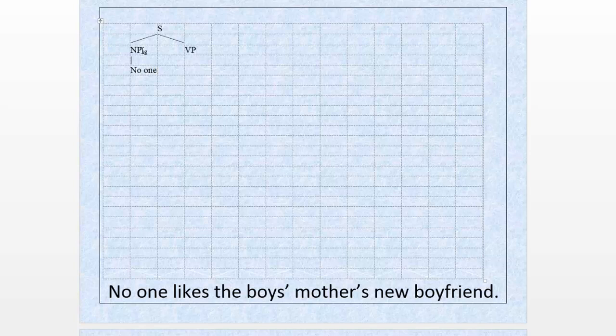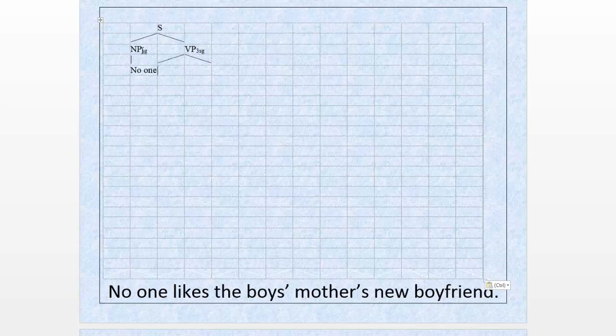All right, what about our predicate? Let's see, no one likes the boy's mother's new boyfriend. All right, so this one is going to be third person singular because we have the verb likes here, which has got that S on it, so that's third person singular. Ultimately we're going to have the noun phrase boyfriend, which is the head noun. So ultimately, no one likes him. Okay, so that's the head noun, boyfriend.